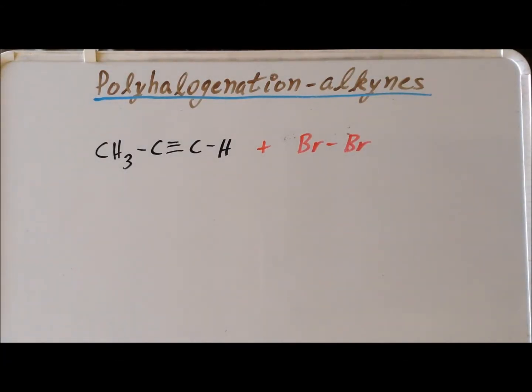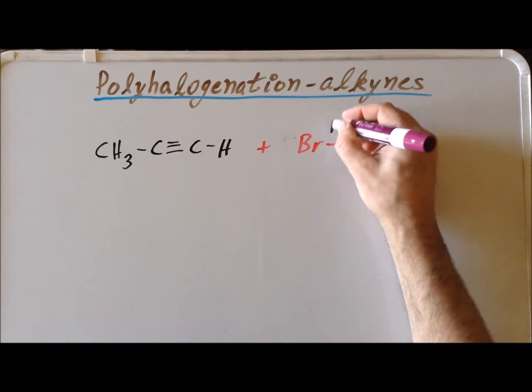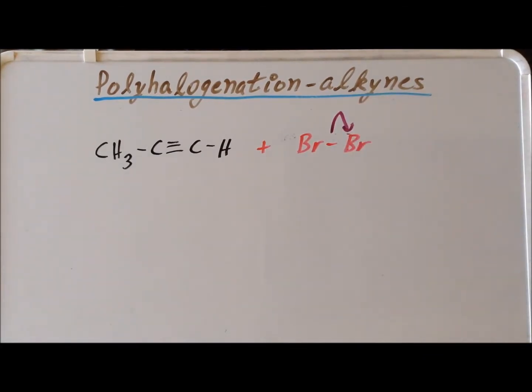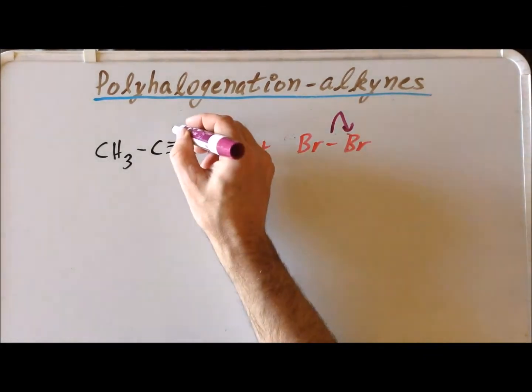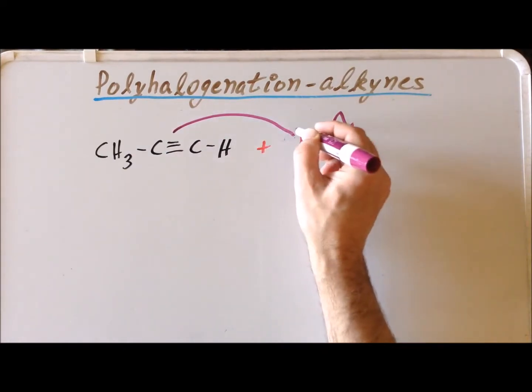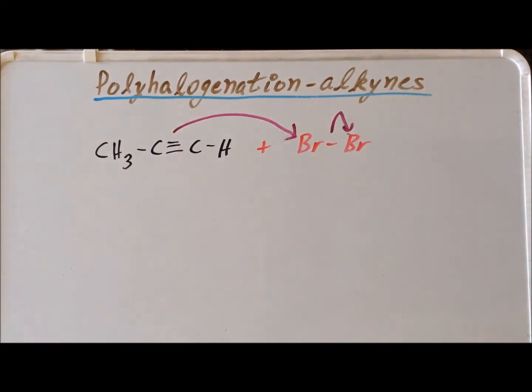Now let's look at the bromination of propyne, the 3-carbon alkyne. We have heterolytic bond cleavage of the bromine-bromine bond. We have flow of electrons from the electron-rich triple bond to the electron-deficient bromine plus, the bromonium ion. And we'd expect that we're going to get the formation of a cyclic bromonium ion structure by analogy with alkenes.